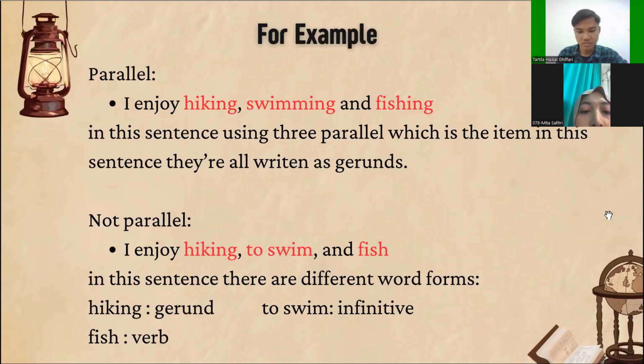For example, first, I enjoy hiking, swimming, and fishing. From the sentence, we see the sentence is parallel, right? In the sentence, using three parallel items, they are written as gerunds. Hiking, swimming, and fishing are gerunds.